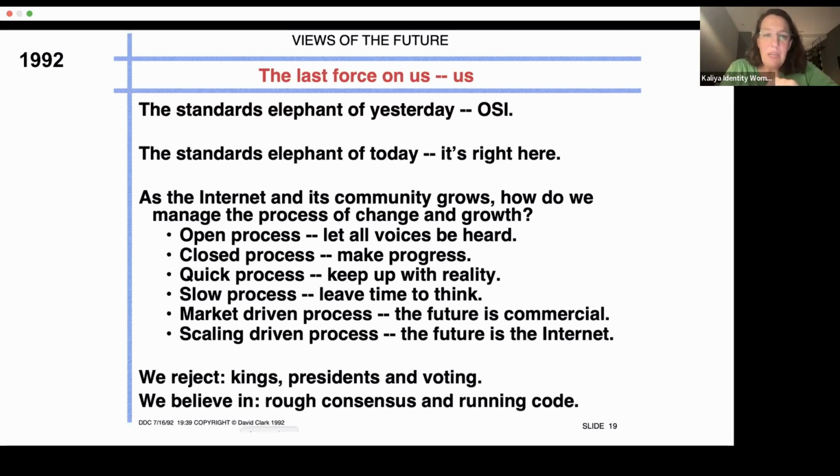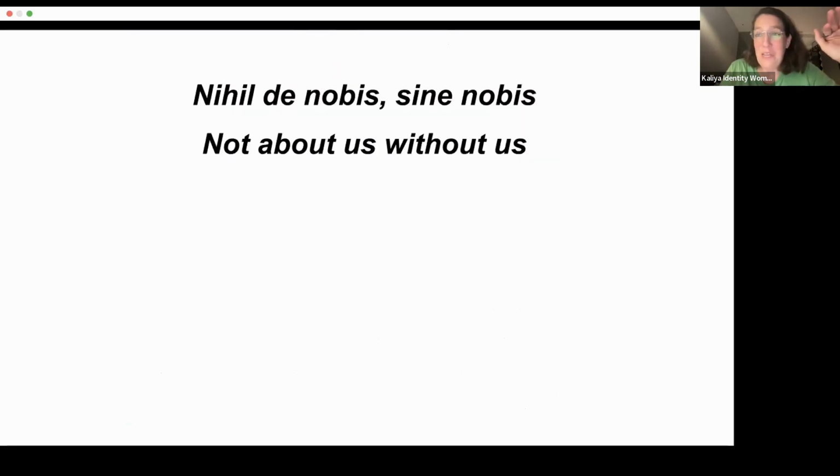And so in this meeting, the community basically had a rebellion against the IAB and said, you are not the boss of us, and we want to have more say and control over how the organization and ultimately the standards are decided. And as I was reading this history, it became clear that they were doing a "not about us without us" moment.